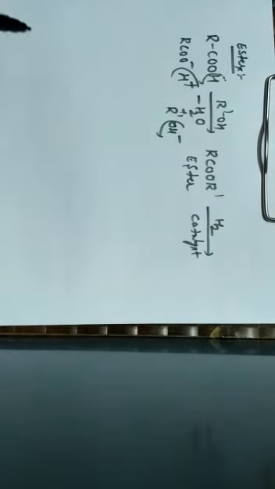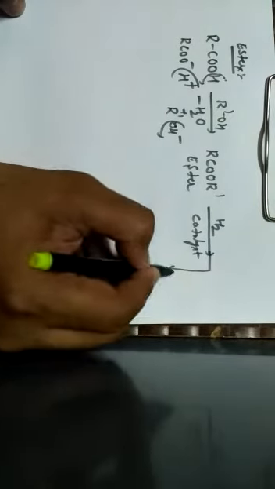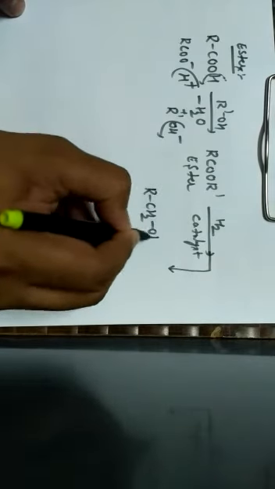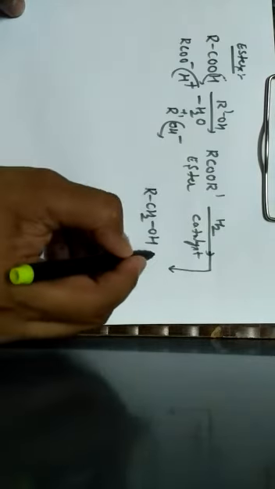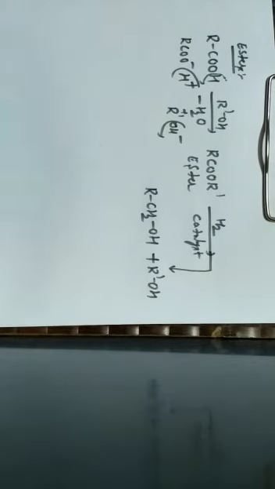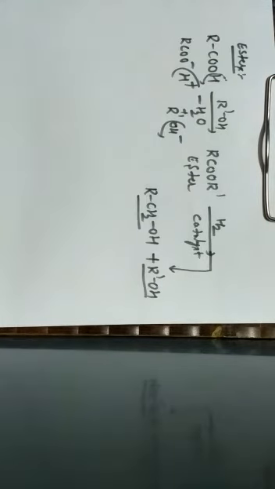be either lithium aluminum hydride or sodium borohydride, such that when it is subjected to reduction, it gives rise to a primary alcohol, that is RCH2OH, a primary alcohol along with one more simple alcohol. So this is the method how an ester can be converted into alcohol, where two different alcohols can be obtained.